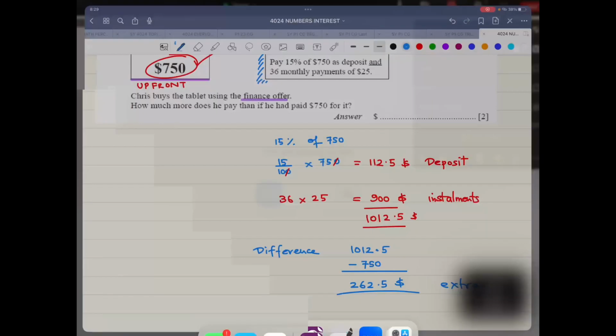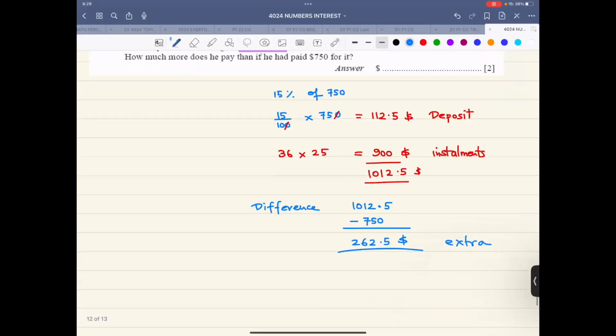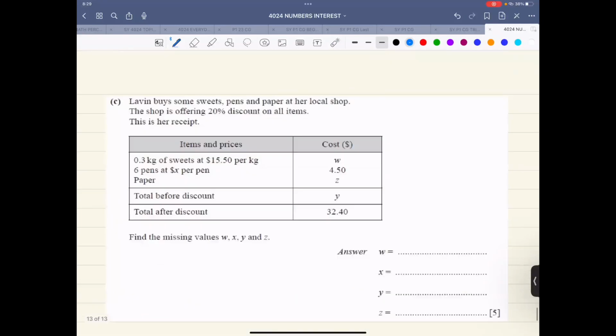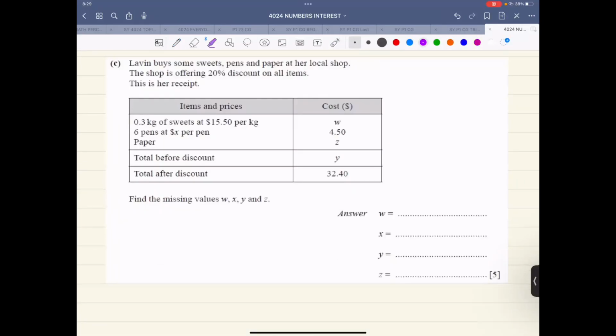Now this question is completed. Let's move to the next page. Now the question says that this person, Levin, buys some sweets, pens, and paper at a local shop. The shop is offering a 20% discount on all items. This is her receipt, with items and prices.